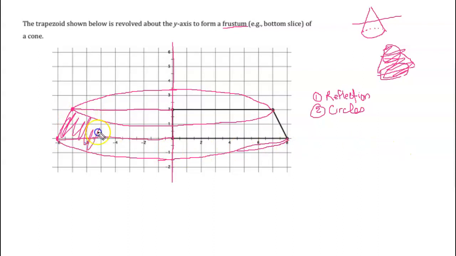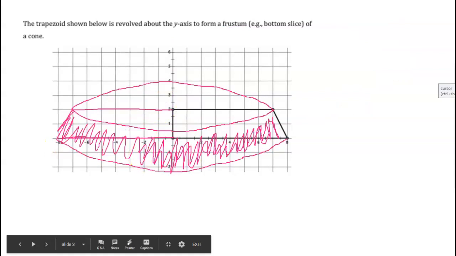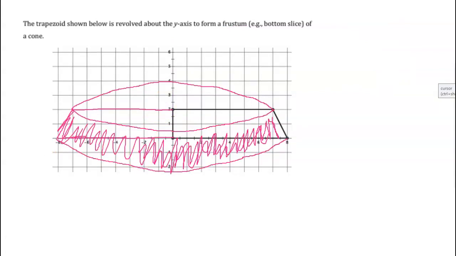Sometimes, just so I can see things better, I'll shade in one of the faces or one of the sides of a shape just so it gives it a little bit of depth. But this is basically the frustum that we are looking at. We had a cone and we chopped the top off of it, and so now we have a shape. So we've drawn a sketch of our three-dimensional object. We kind of did it on top of our graph, but we want to find the volume of the object formed.